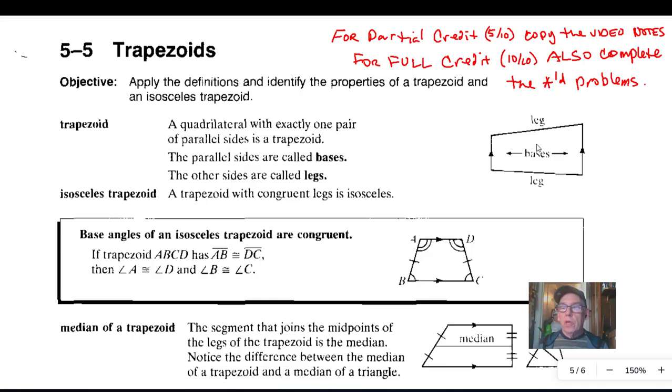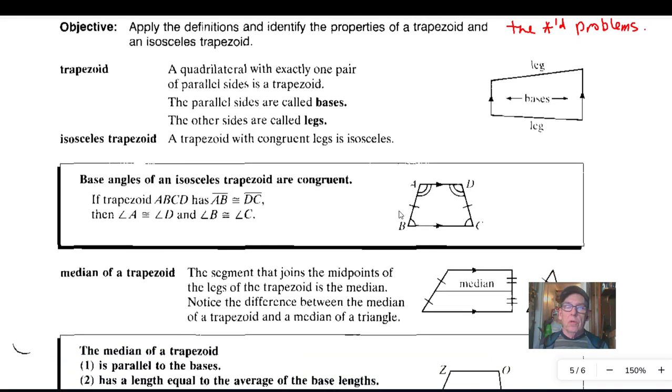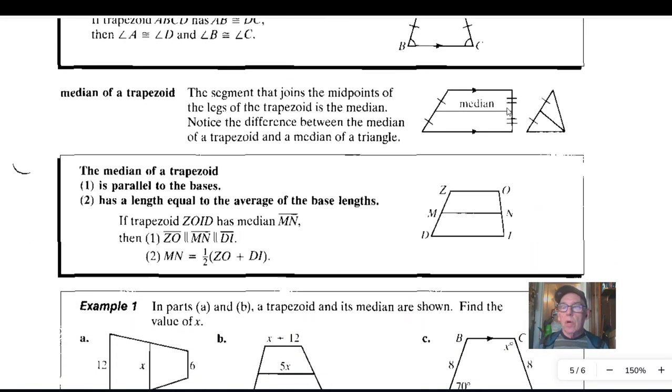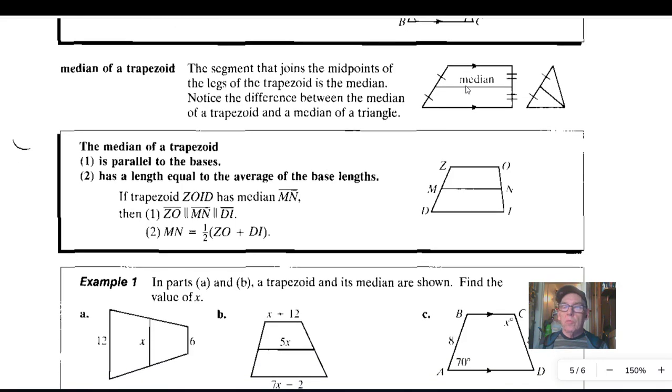So trapezoid, exactly one pair of parallel sides. If it's an isosceles trapezoid, we have two congruent sides that we call the legs. And the trapezoid with congruent legs we say is an isosceles trapezoid. Isosceles trapezoids are going to have congruent base angles. Base angles of an isosceles trapezoid are congruent. The median, the mid-segment of a trapezoid, is the average of the two bases, or double the length of the median is the sum of the two bases. And also, this mid-segment or median is parallel to the two bases.